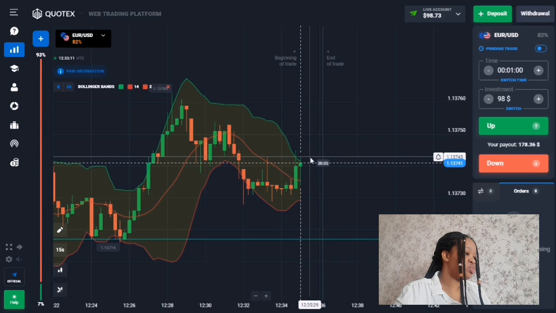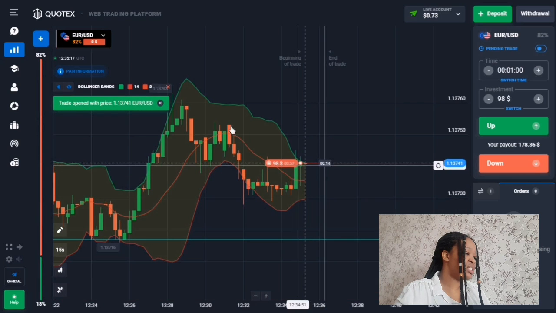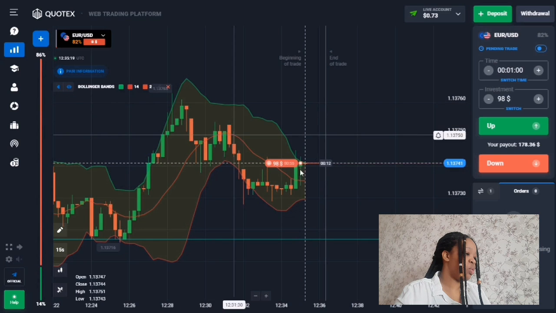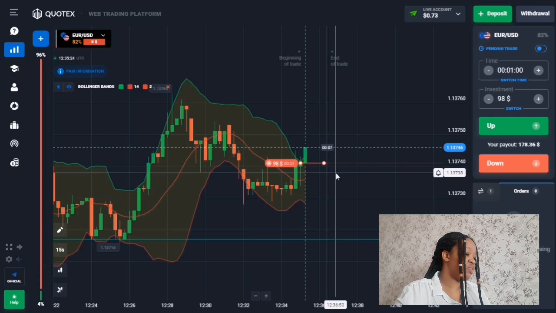So here the price has reached the upper limit of the indicator. That's why I'm entering the market with a down trade, because technically you can see that the price maximum is getting lower. Also, we can expect a rollback downward from the border of this indicator.